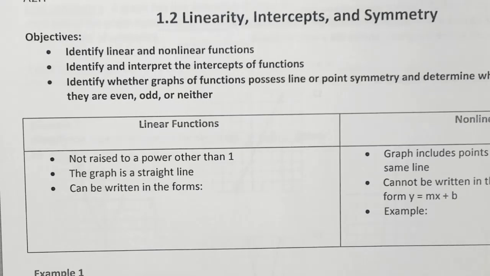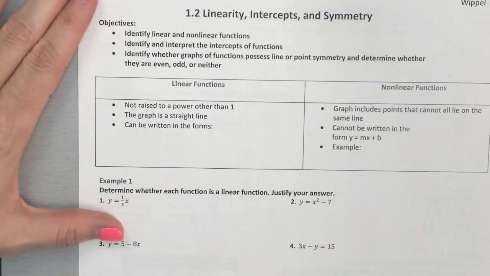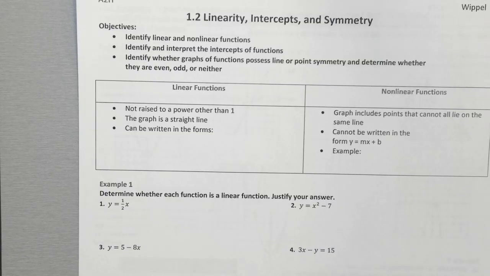Okay, so 1.2, we're going to have three main things we're going to learn today. Linear and nonlinear functions. We're going to interpret intercepts, x and y. And then we're going to learn about point symmetry and line symmetry and determine whether functions are odd, even, or neither. So the first part of this should be review for you.